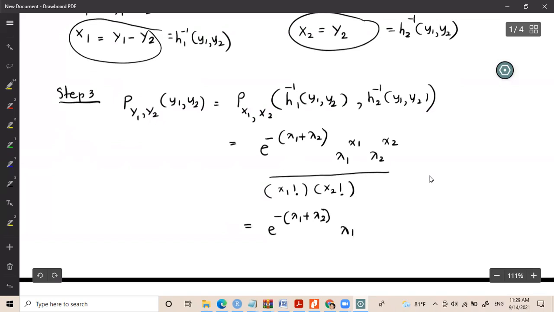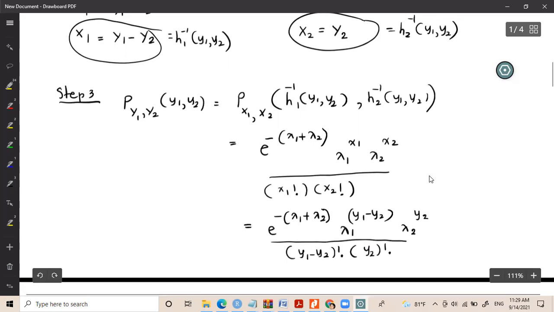Lambda 1 to the power X1. What is X1? Y1 minus Y2. And lambda 2 to the power x2. What is our x2? y2. At the bottom you have x1 is y1 minus y2, whole thing factorial, times x2 factorial, which is y2 factorial.